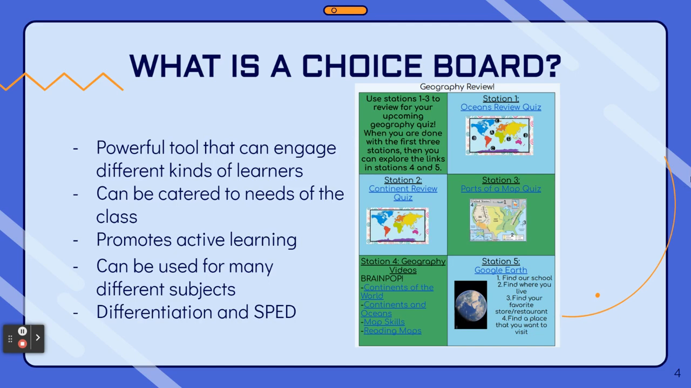Choice boards are powerful tools that can be used to engage students with all kinds of learning styles. Teachers can add choices that can cater to visual, auditory, and kinesthetic learners all in one lesson. This makes choice boards a great tool for differentiating instruction as well as extremely versatile, and can easily be adapted for special education settings.